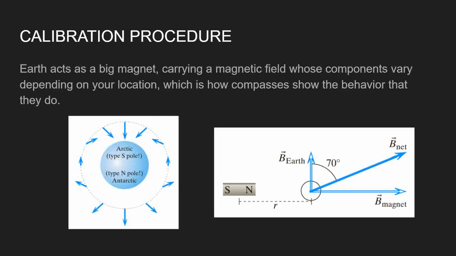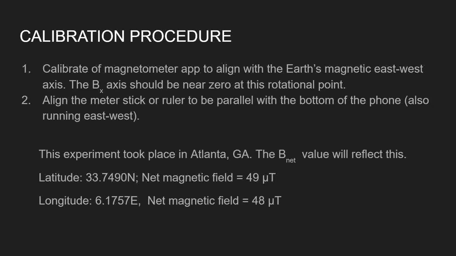Earth acts as a big magnet, carrying a magnetic field whose components vary depending on your location, which is how compasses show the behavior that they do. The calibration procedure for the magnetometer app to align the Earth's magnetic east-west axis is shown. This experiment took place in Atlanta, Georgia, and the B net values will reflect this.